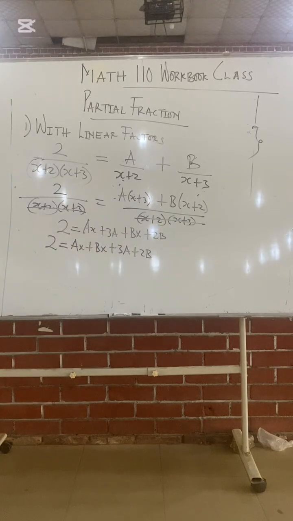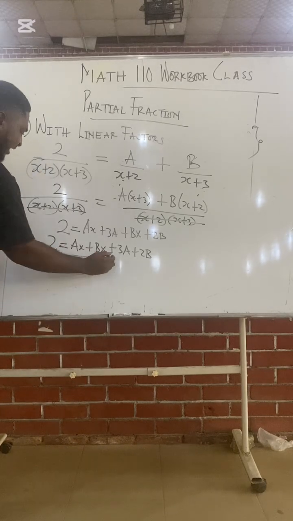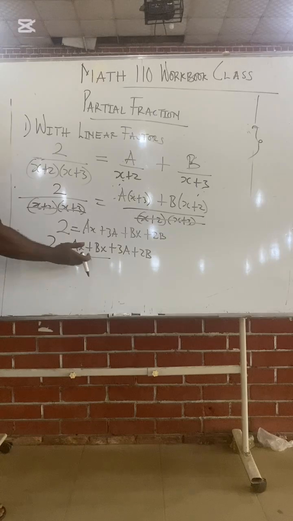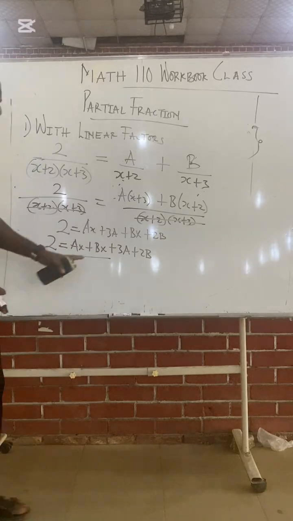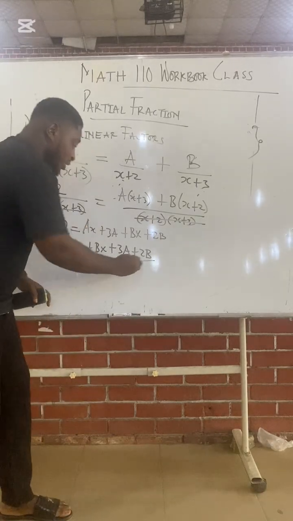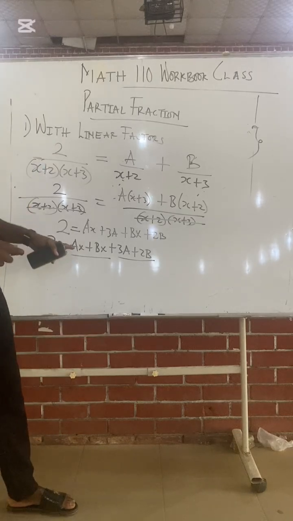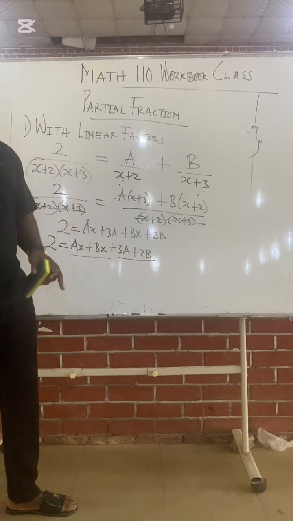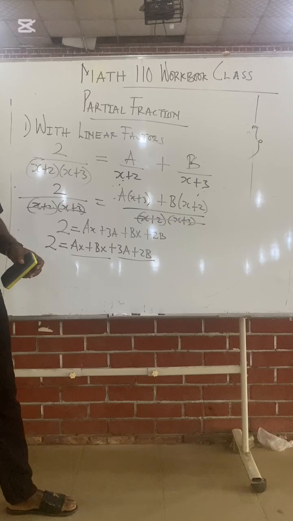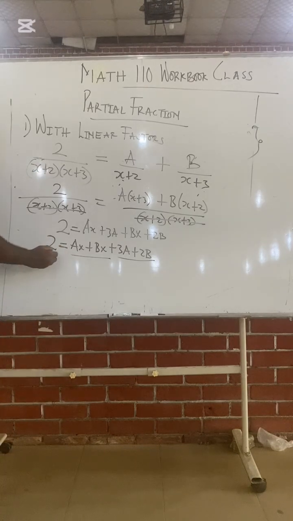Class, what are we going to do? Once you get here, equate equivalent parameters. Equate what? Equate equivalent parameters. What do I mean? Class, equate components of x on the left hand side to components of x on the right hand side. In this right hand side, we have components that contain x and components that do not contain x. But on the left hand side, we only have components that don't contain x. We don't have the one that contains x.